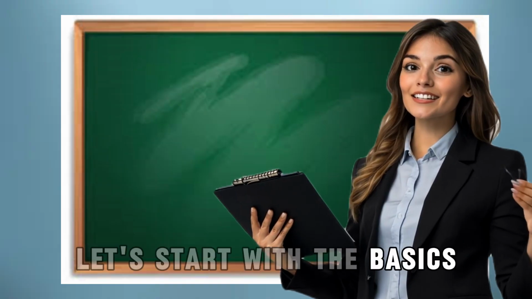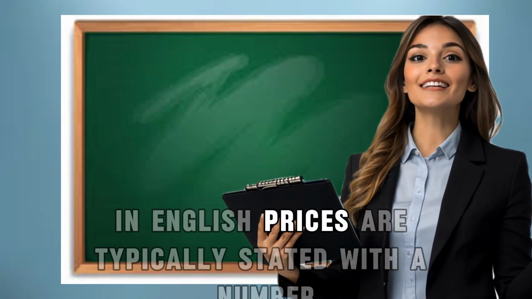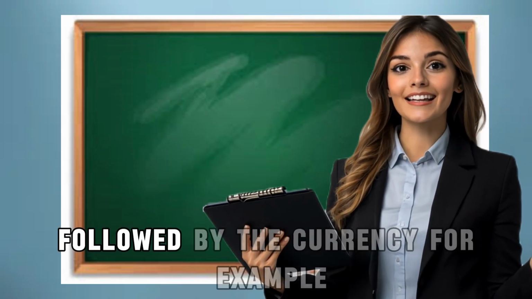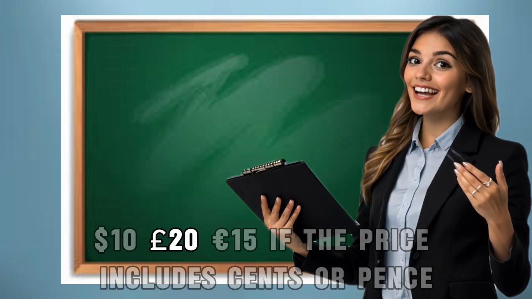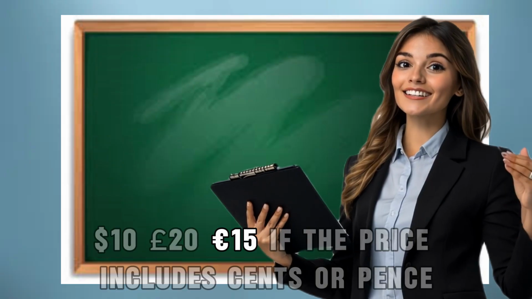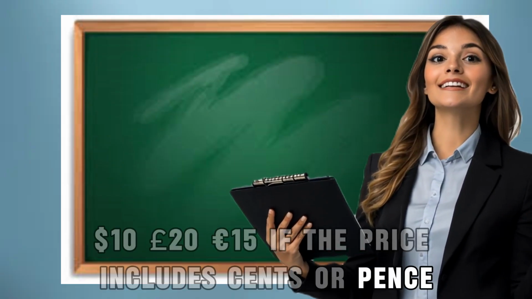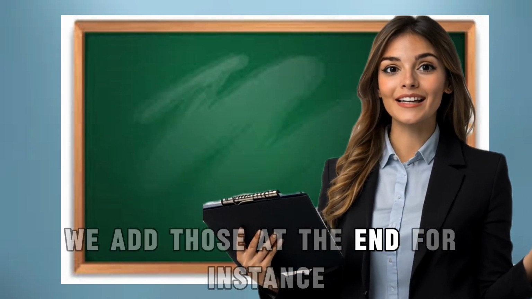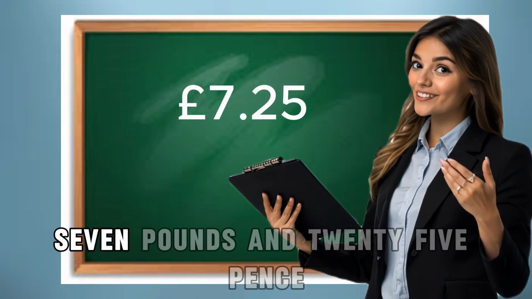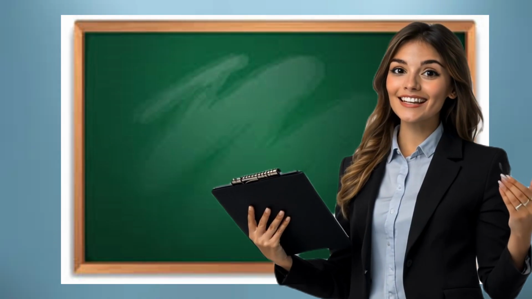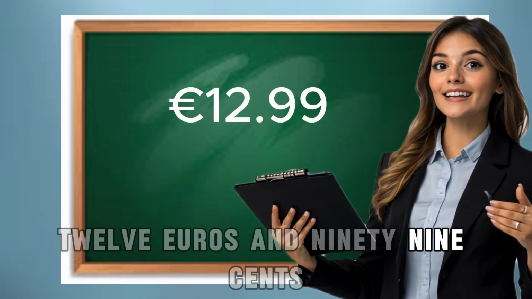Let's start with the basics. In English, prices are typically stated with a number followed by the currency. For example, $10, £20, 15 euros. If the price includes cents or pence, we add those at the end. For instance, $5.50, £7.25, 12 euros and 99 cents.